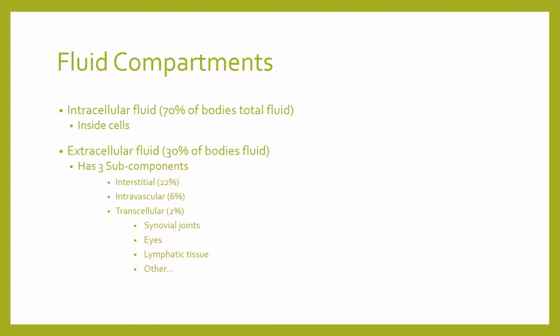This concept is extremely important to understand because we're going to be talking a lot about fluid moving between different compartments. The compartments can be divided into intracellular fluid, which comprises 70% of the body's total fluid, and this is basically the fluid that's inside the cells. Extracellular fluid is 30% of our body's fluid, and it has 3 subcomponents. 22% is interstitial, 6% is intravascular, so within your veins and arteries, and 2% is transcellular, and this comprises stuff like lymphatic tissue, eyes, synovial joints, and it's basically like another category.